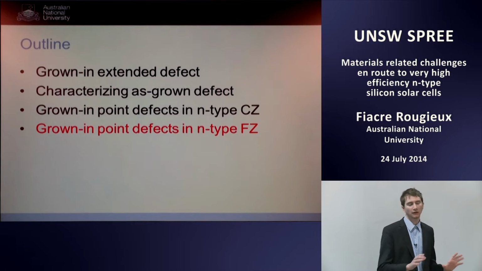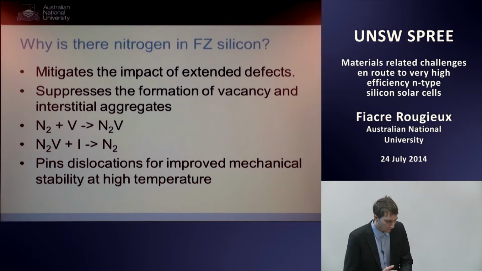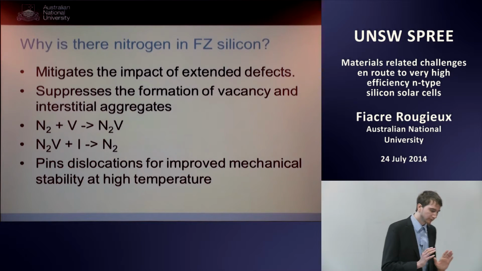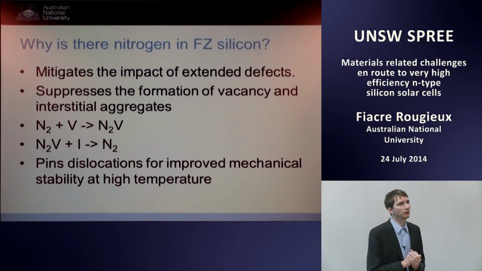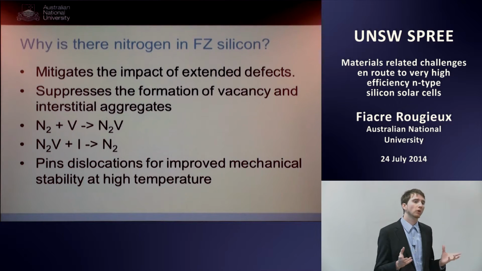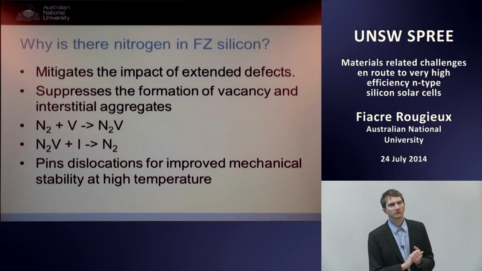So that's our next and last step in this presentation, talking about growing point defects in N-type float zone silicon. So nitrogen, first I have to explain, why is there nitrogen in most float zone silicon that we grow? Well, nitrogen is used because in the IC industry, or in industries other than the PV industry, we want to avoid extended defects, typically voids, which are aggregates of vacancies, or aggregates of silicon self-interstitials.